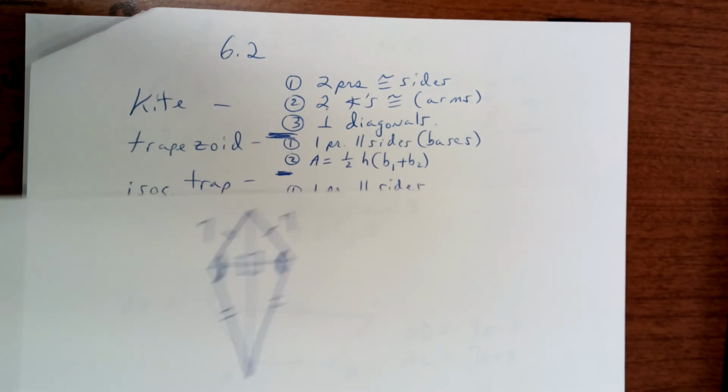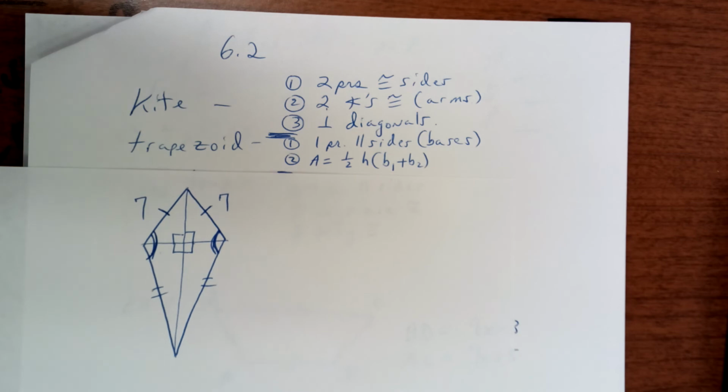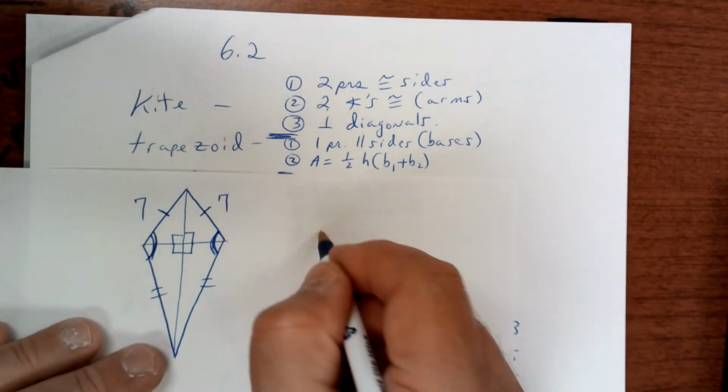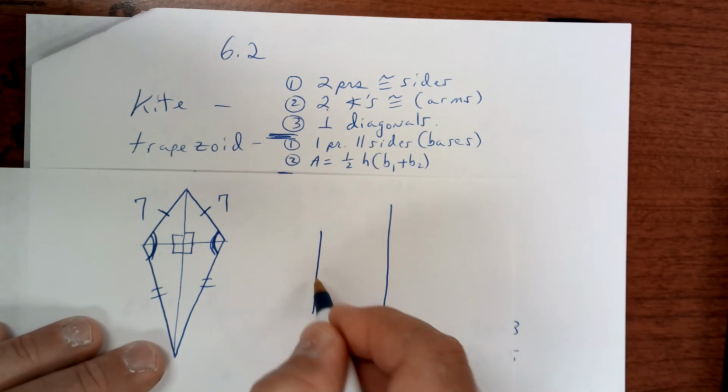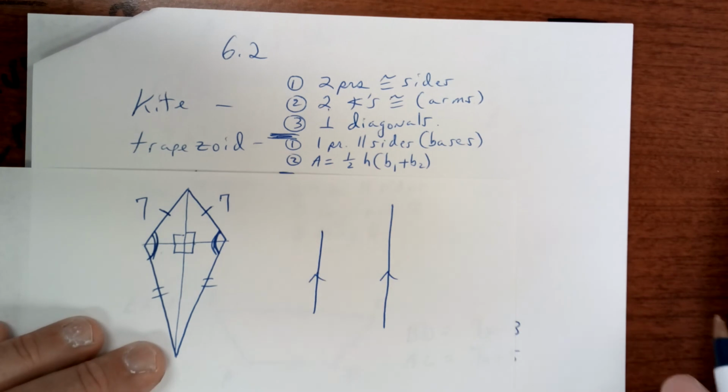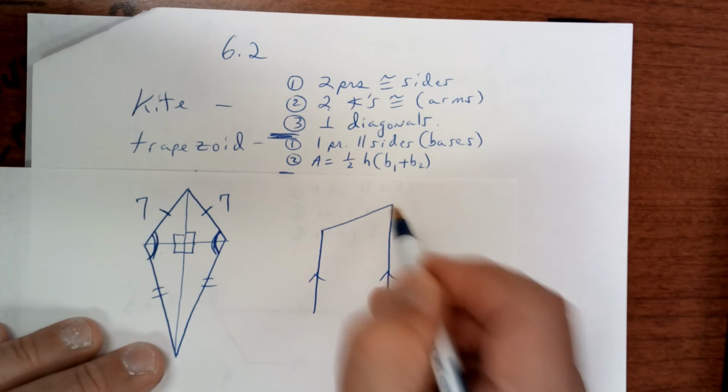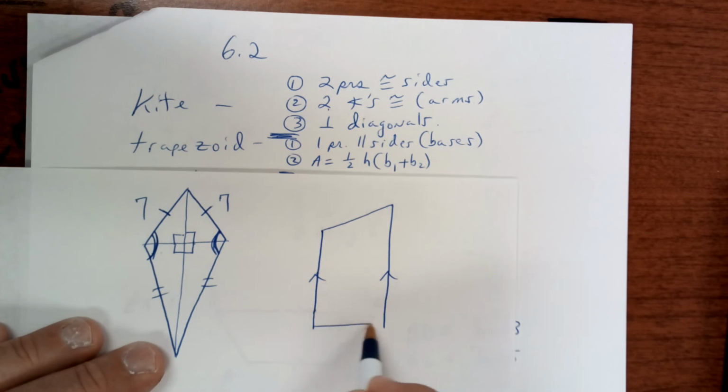The next one is a trapezoid. A trapezoid has one pair of parallel sides. So draw two lines, make them parallel. Those are called your bases. These are called your legs here. So this would be a trapezoid here. Okay?